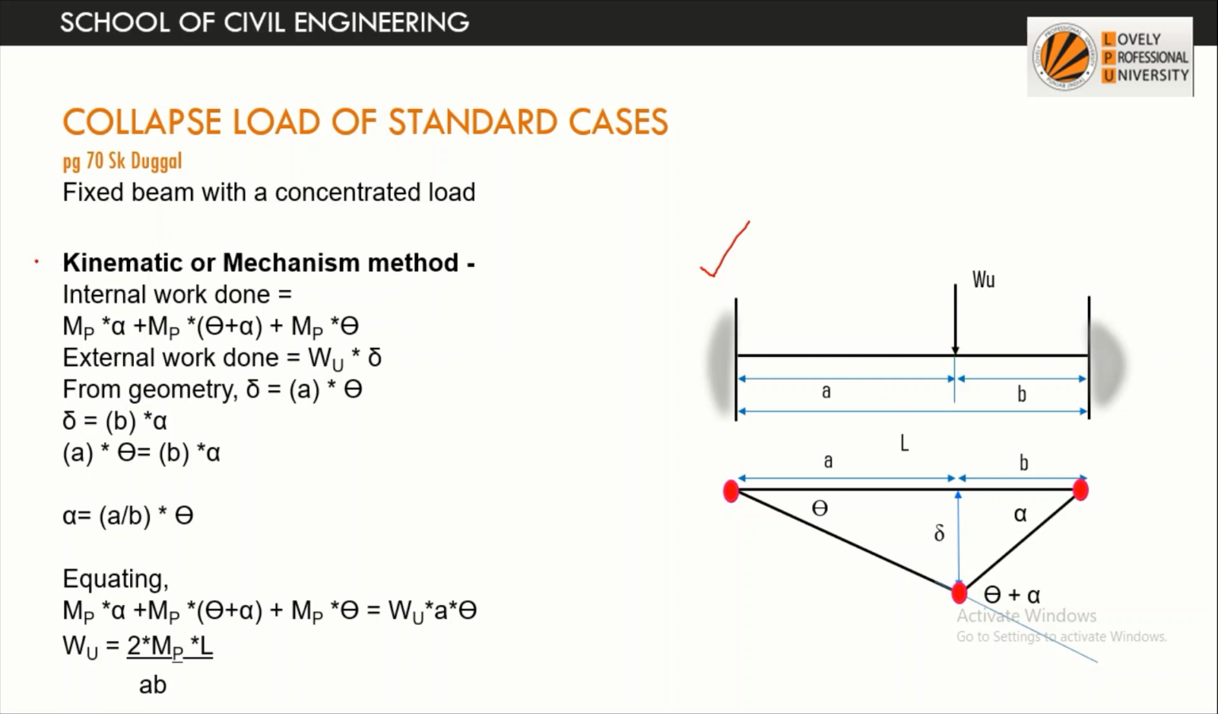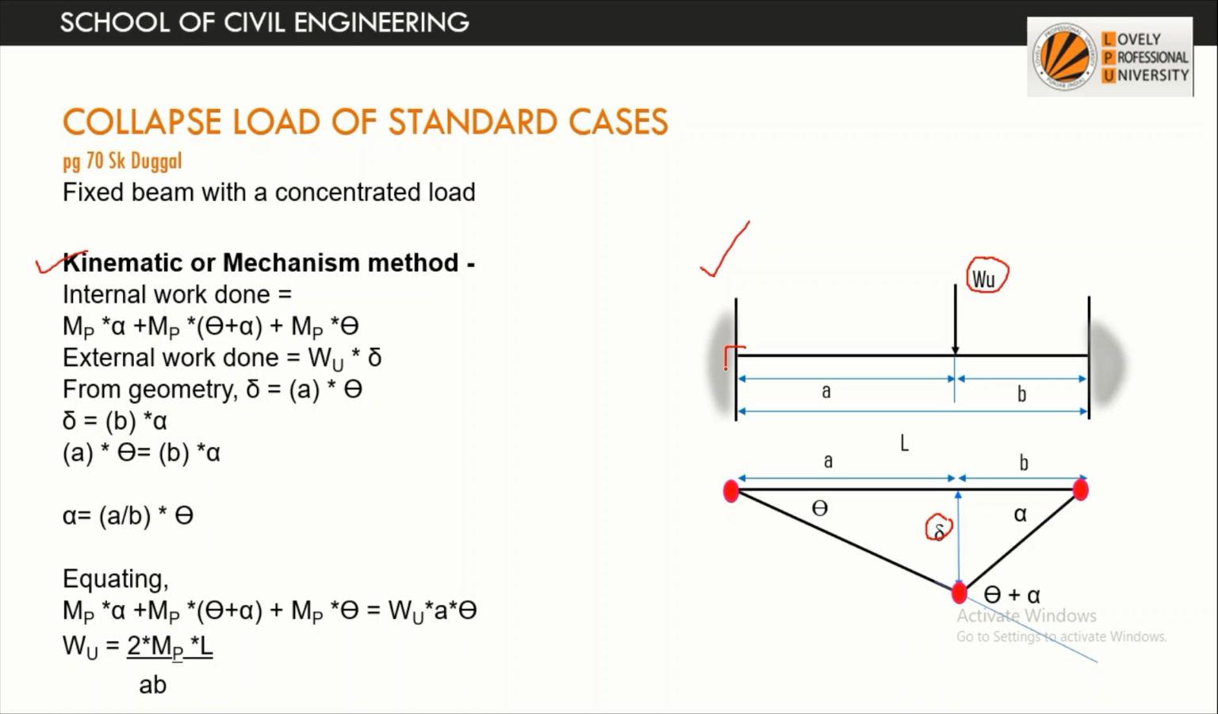This is a fixed beam subjected to a point load which is not at the center, by the kinematic method. So we know that we have to equate the internal work done and external work done. External work done is very simple. It will be equal to WU into delta. What about internal work done? It will be done by the plastic moment.